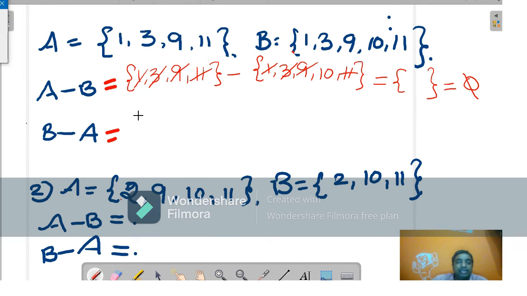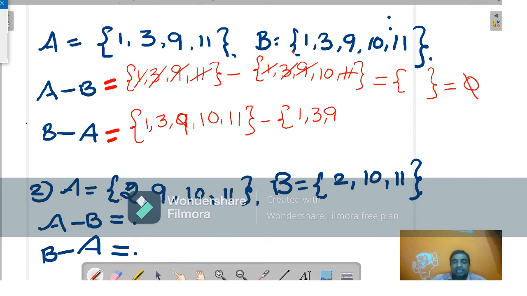Now coming to B minus A. B minus A means first B's elements 1, 3, 9, 10 and 11, minus 1, 3, 9, 11. Cut the common elements. 1 is common, 3 and 3, 9 and 9, 11 and 11. Cancel. Whatever element is left in the first set is 10.